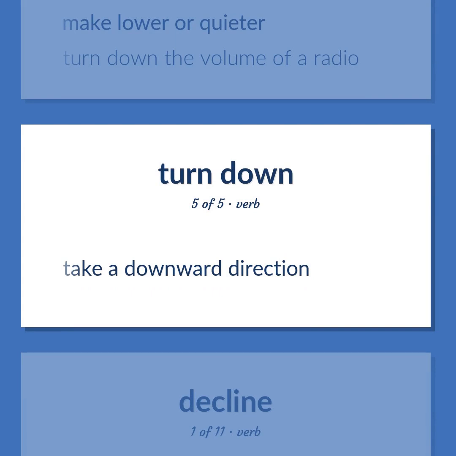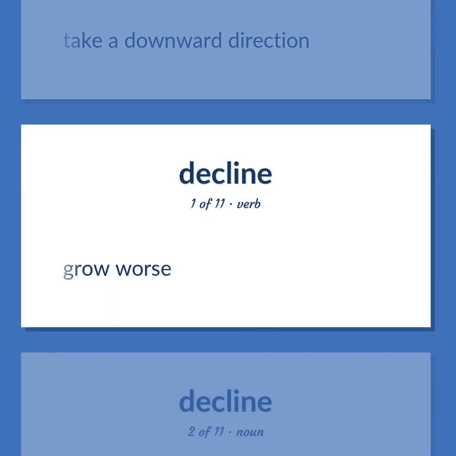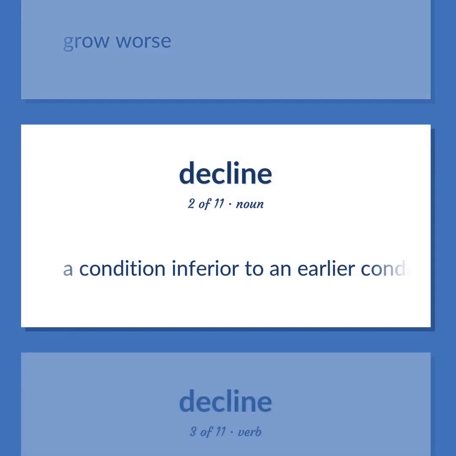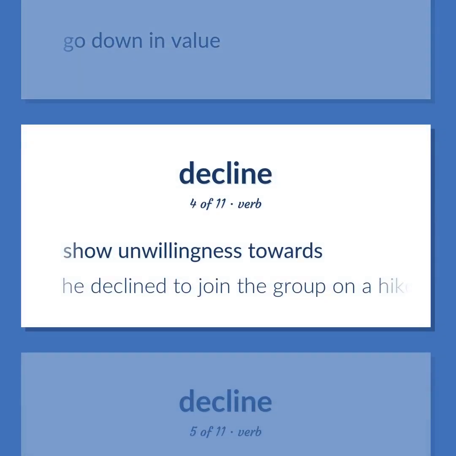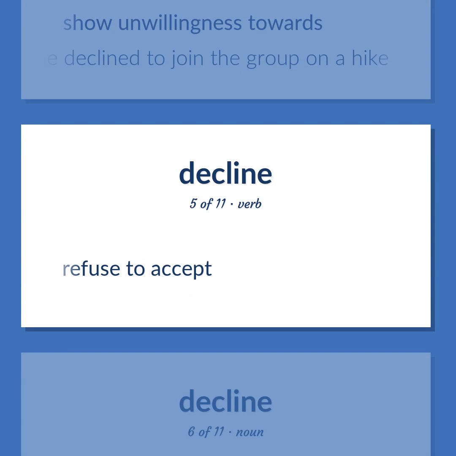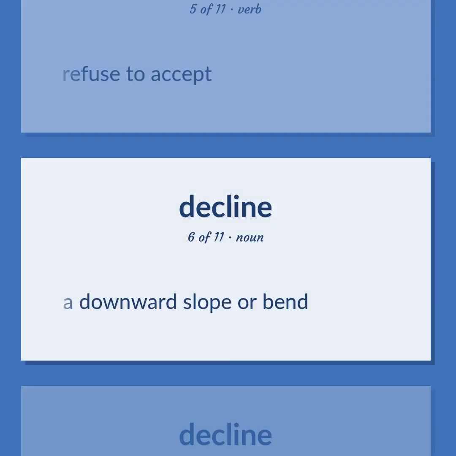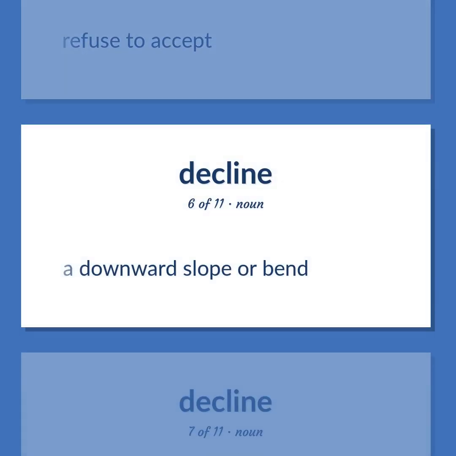Take a downward direction. Grow worse. A condition inferior to an earlier condition, a gradual falling off from a better state. Go down in value. Show unwillingness towards. He declined to join the group on a hike. Refuse to accept. A downward slope or bend.